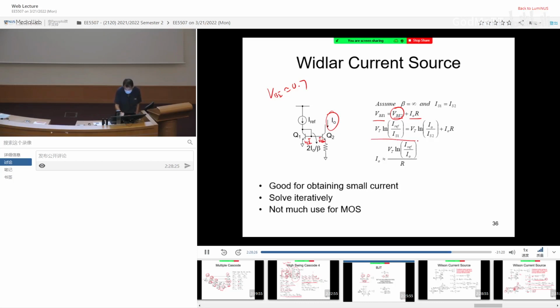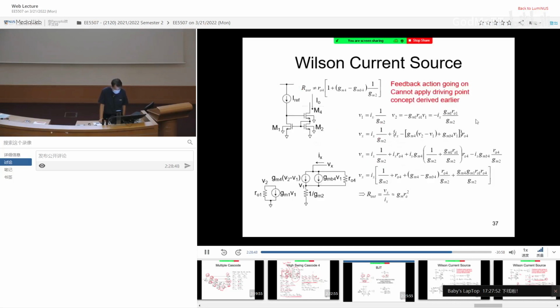And if you solve this, you don't get the exact solution. You get something like this. So how do you solve this? You plug in one I0, solve it, and then you update the I0 again. So through iteration, you can solve it. The technique is good if you want to obtain very small current. How small? Maybe nanoampere or sub-microampere. This technique will be applicable.